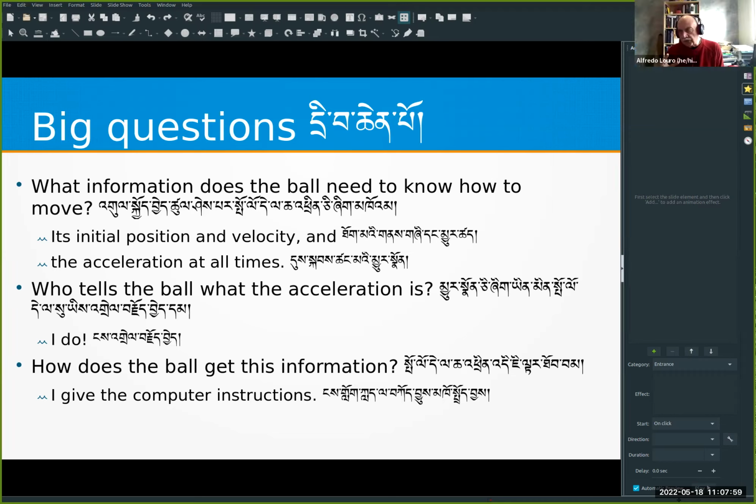And then there were two trivial questions. Who tells the ball or who tells the computer what the acceleration is? Well, obviously I do. And how does the computer get this information? I give the computer instructions.